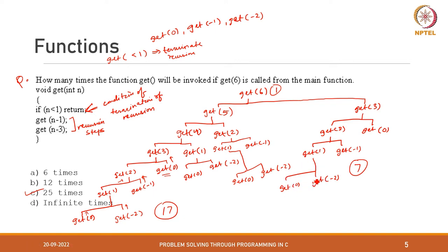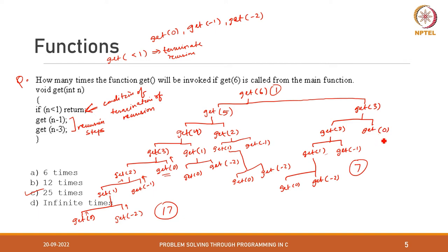Then it goes back to get of 2, where get of 1 is now done. Get of minus 1 it calls, because 2 minus 3 is minus 1. So here also the recursion stops. Then it goes back to the get of 3 function. Get of 2 execution is done, so the other one it executes is get of 3 minus 3, that is get of 0. So here also the recursion stops, and it goes back.